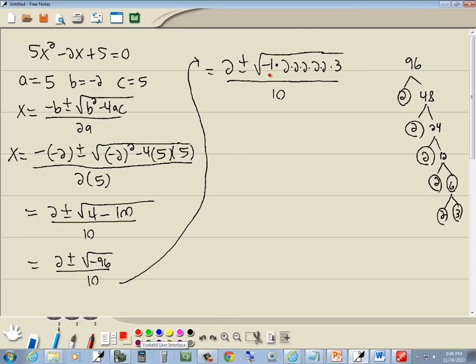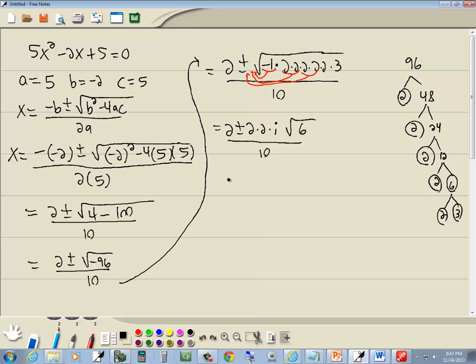Okay, now this negative 1 is going to come out as an i. We're looking for pairs of numbers, or pairs of something. Here's a pair of 2's, so they're going to come out as a single 2. And here's a pair of 2's. They're going to come out as a single 2. Now all those items come out with multiplication between them. So we got 2 plus or minus 2 times i. And we're left with 2 times 3 inside, which is 6.